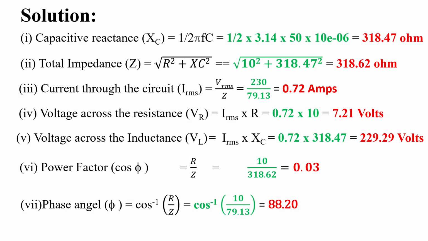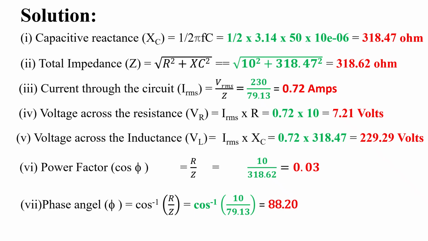So as per the given data, substitute all the values, so you can find out the values for each and every parameter. The capacitance is given as 10 microfarad, it is 10 into 10 power minus 6. So substitute the value of C, that is 1 by 2 into 3.14 into 50 into 10 power minus 6, we get 318.47 ohms. In the same way we find out all the values like impedance, then current through the circuit, then voltage across the resistance, voltage across the capacitance, power factor, phase angle.